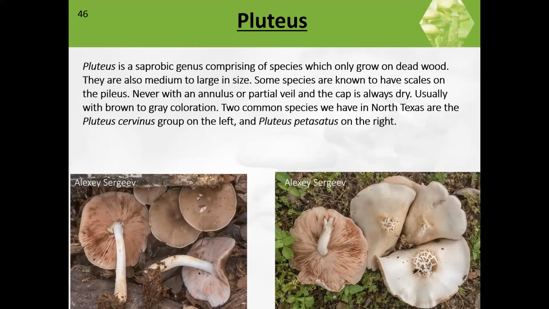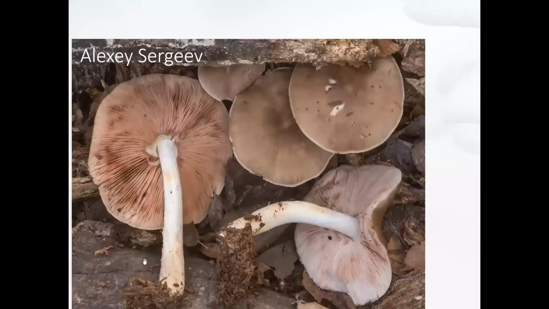So Pluteus is this one right here. It's a saprobic genus. Not sure if this one's a really good example. Can you zoom in on the one on the left? Yep. So I'm trying to show you guys what I mean by free. This is the outer layer of the gills right here. You see it's all pink, and then there's a little bit of ring zone right before the stem appears in the middle. And that's kind of what we would use to describe a free gill attachment, where the gills kind of stop short before it even reaches the stem.